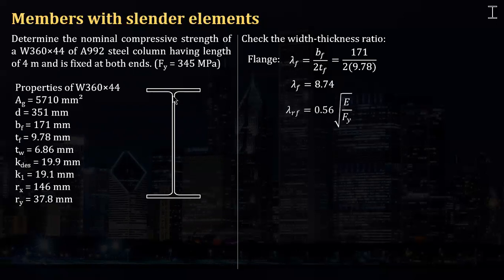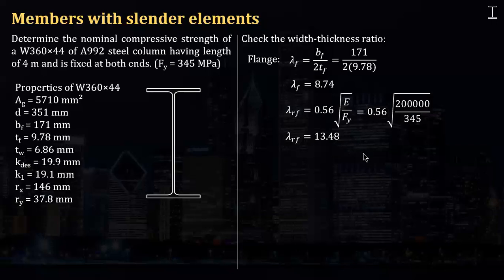And the web must have a width to thickness ratio equal to h over tw. And by the way, the limiting value for the flange is 0.56 square root of E over Fy. That is provided by the code. And evaluating that, we get 13.48, and that is greater than 8.74. So since this width to thickness ratio doesn't exceed this, then we can say that the flange is not slender. It's either compact or non-compact. Basta, it's not slender.